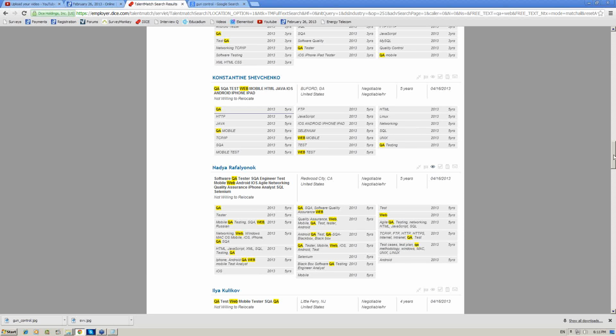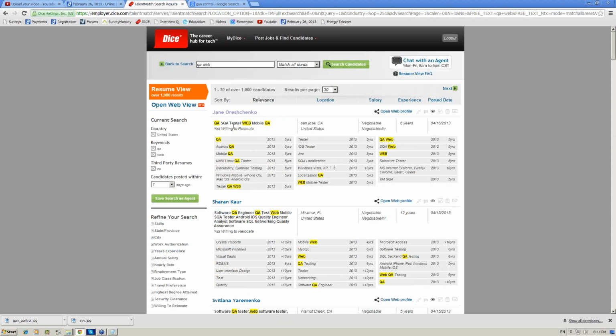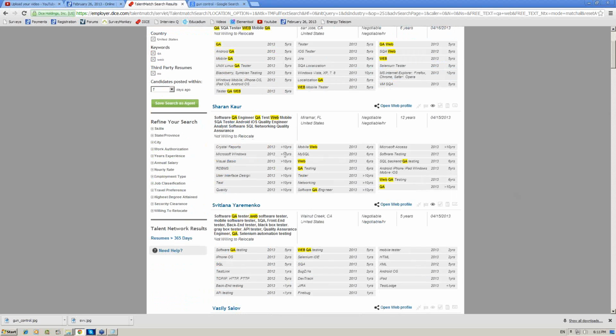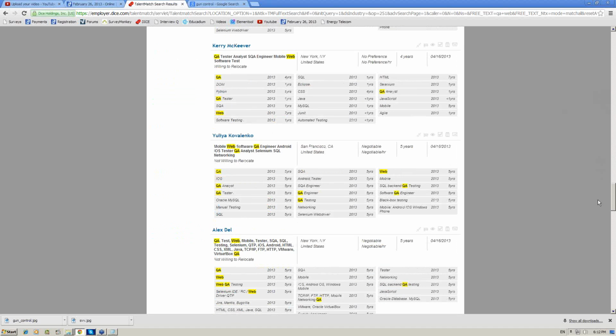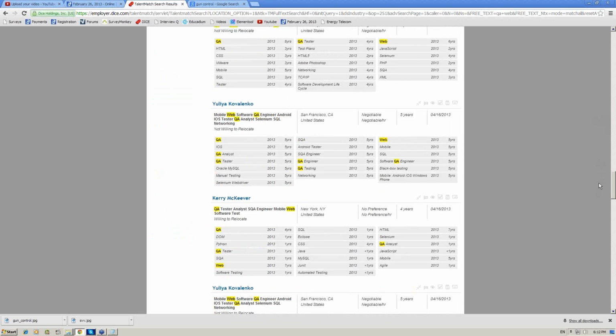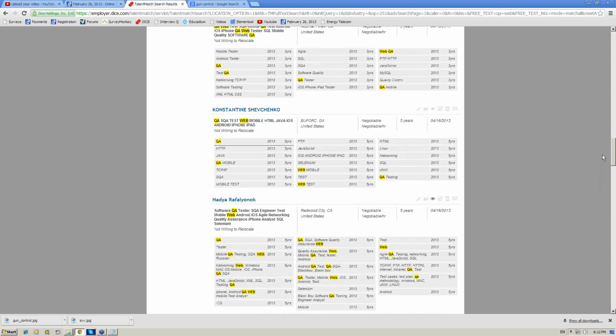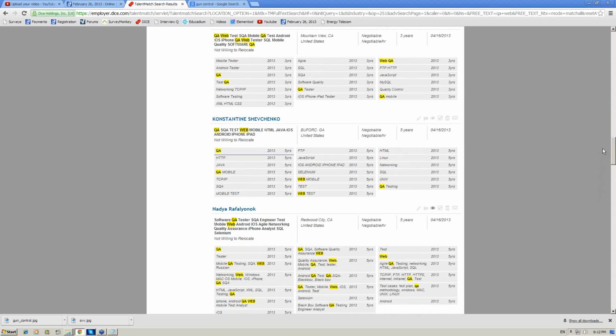in your skills. Look at the people at the top. Look at Jane. She has QA 1, 2, 3, 4, 5, 6, 7 times QA. She has web 1, 2, 3, 4, 5. That is why she is number 5. Look at Sharon. She has QA 1, 2, 3, 4, 5. She has web 1, 2, 3. So if you want more exposure, if you want to be doing better in your search, you need more of that.